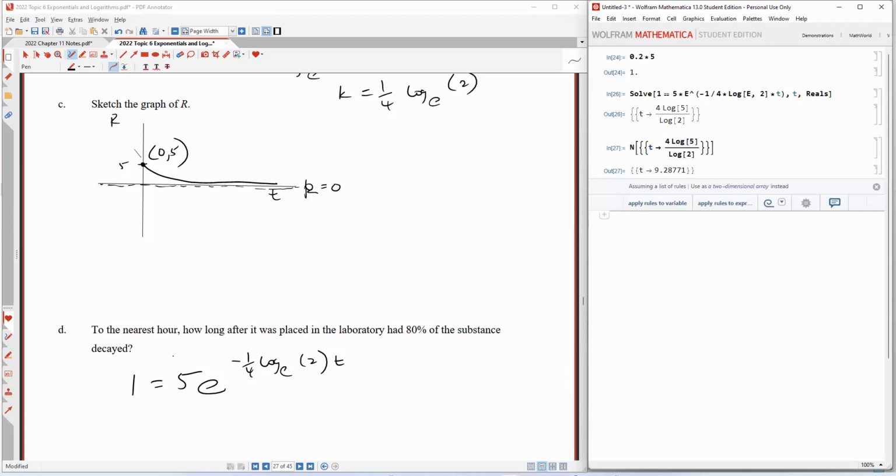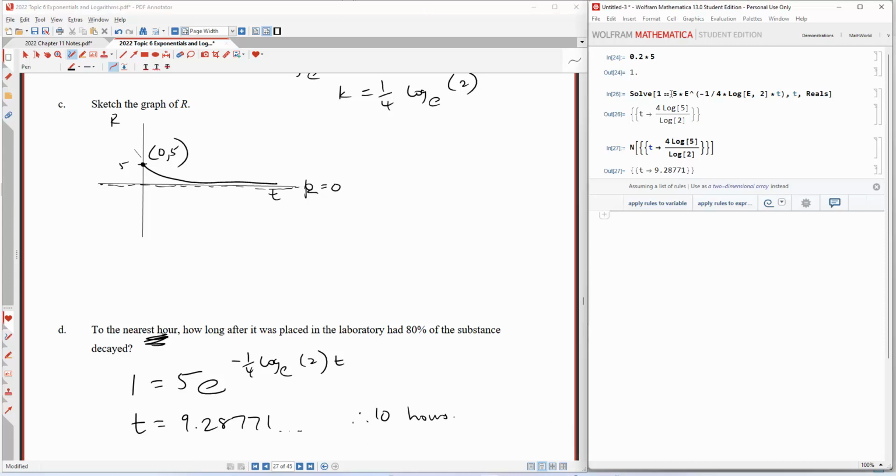Alright, so t equals 9.28771... to the nearest hour. Because it decays at 9 hours, it wouldn't have gone under. So we need to say therefore 10 hours. If I round to 9, what's going to happen is 80% of the substance hasn't decayed yet.